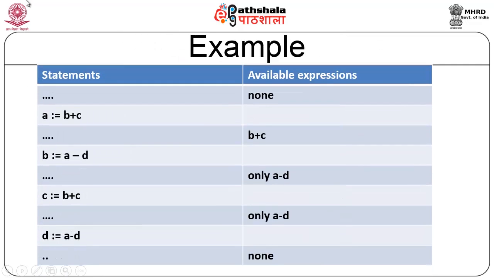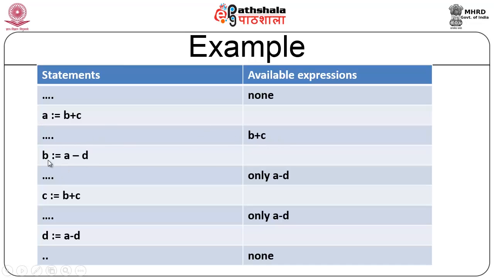Now, let us take this example. These are my statements and these are my points. This is the first statement, so I say that no expressions are available. So, A is equal to B plus C. I have to add this B plus C to my available expressions and I have to remove expressions involving A. Nothing is there, therefore I do not do anything.